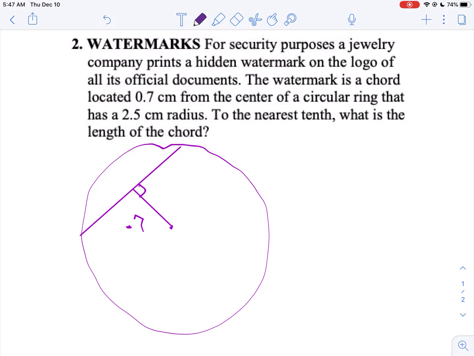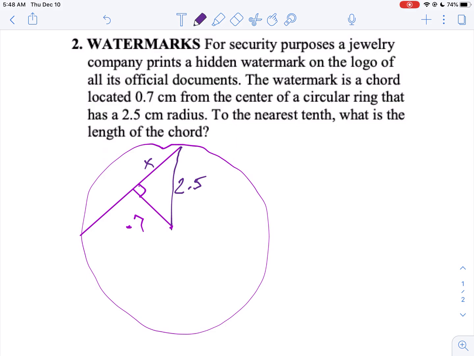Well, let's draw in the radius. I'm going to use a different color here. So here's my radius, and my radius is 2.5 centimeters. Well, do you see you have a right triangle here? I can find the missing side. I'm going to call that x. That'll be half the length of the chord.